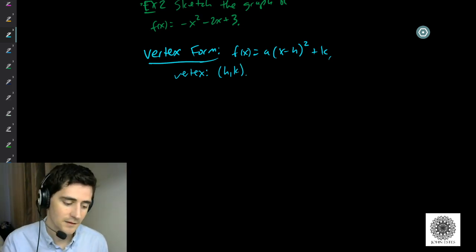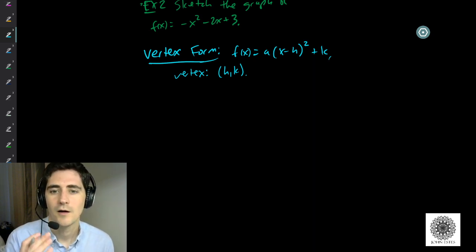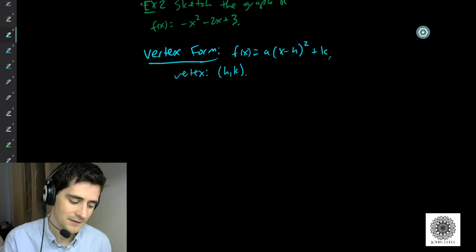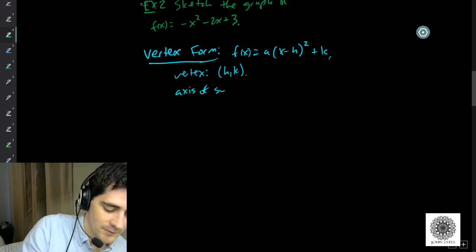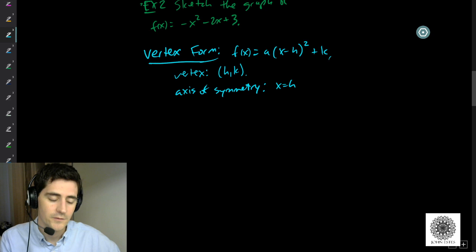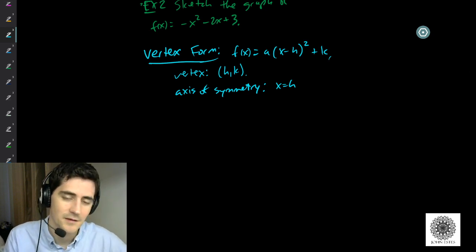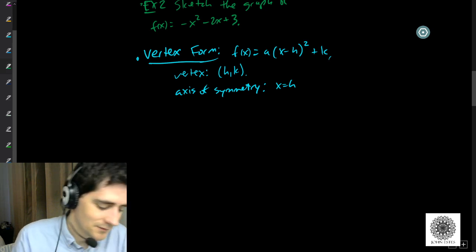All right, so if we can get our f of x from example 2 to look like that, I'll know the vertex, and I'll also know the axis of symmetry, right? Because the axis of symmetry just passes through the x-coordinate, so that's going to be x equals h. I know those two things. How do I do that? Okay, now let's get back into our question, and we're not going to do that yet.